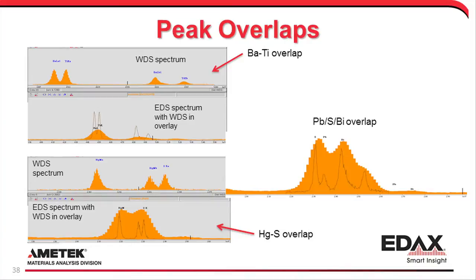And we could do that for many common overlaps. One of the very common ones that we see is lead sulfur. And you see here in the red EDS spectrum, it's a broad group of peaks, but the WDS is able to fine tune the resolution and separate out all of the underlying peaks. And we do that for several different materials.